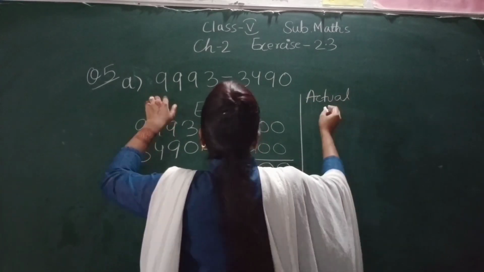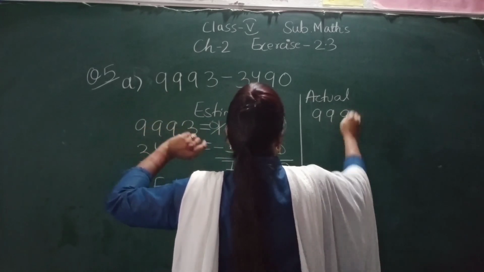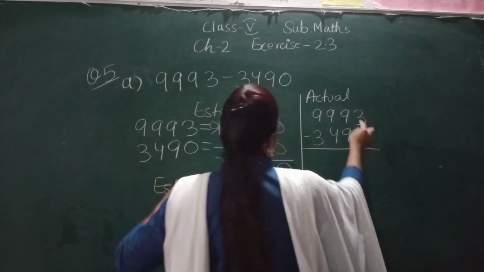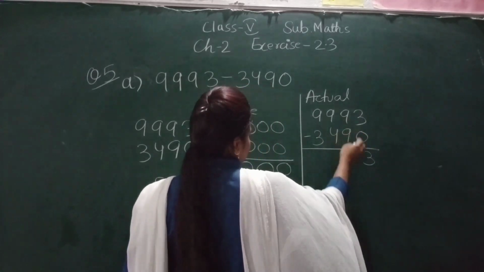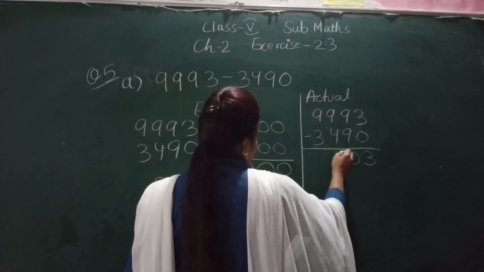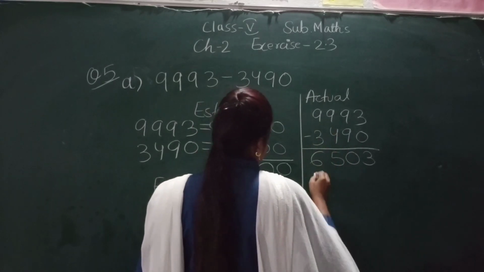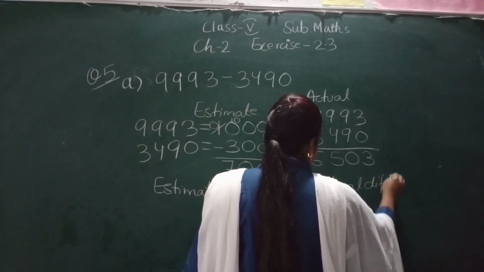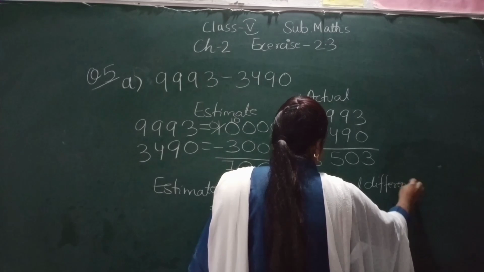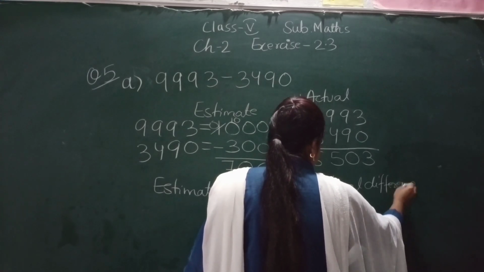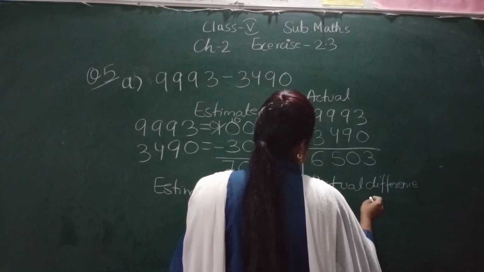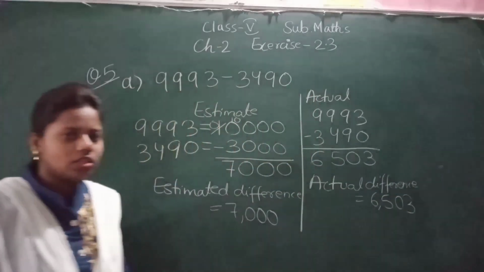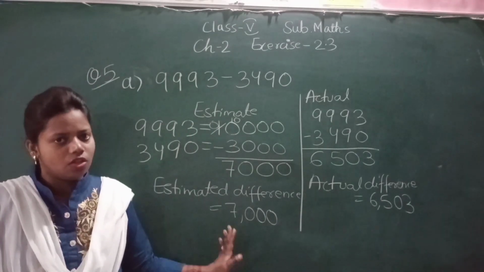Now let's write this one: 9993 minus 3094. Now 3 minus 0 is 3. 9 minus 9 is 0. 9 minus 4 is how much? 5. And 9 minus 3 is 6. So this one, the actual difference, is 6,500. So understood?